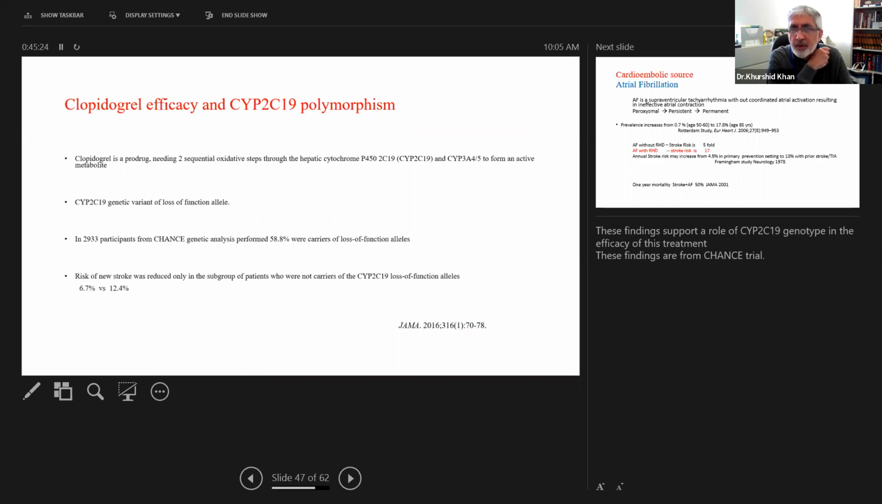Now, one should be aware of clopidogrel efficacy and polymorphism, the mutation which may lead to its loss of function, especially in the Asian population, because in the CHANCE trial, it was shown that those who carried this mutation had loss of function and did not respond well to clopidogrel. So sometimes here in the Western countries, someone who has been on aspirin, if they have failed that, we will switch to clopidogrel in those circumstances.